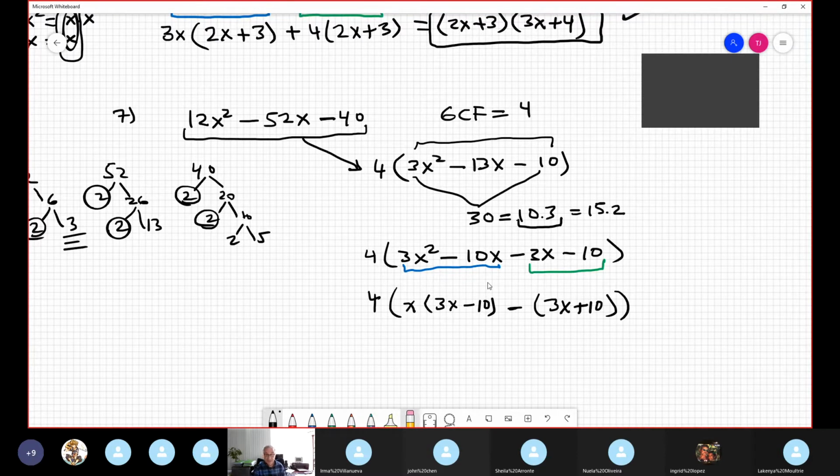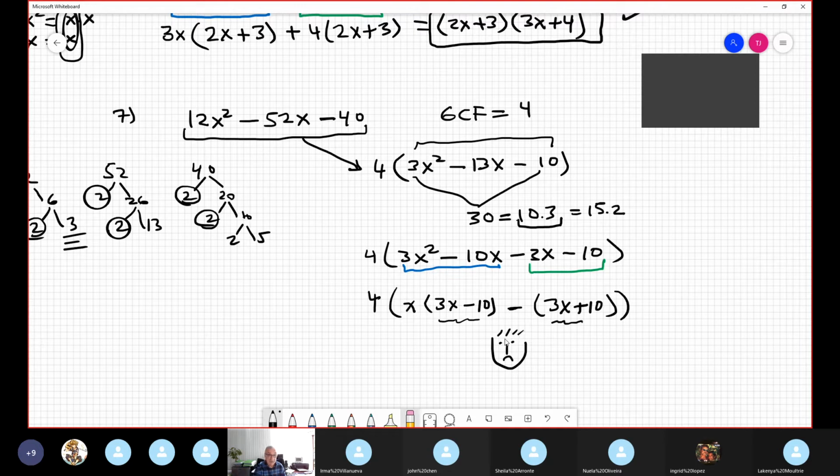And see, one combination doesn't work. How do you know it doesn't work? Because when you try factorization by grouping, this binomial and this binomial are completely different. And remember, I am so sad.